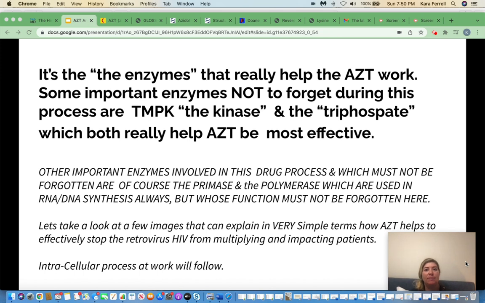So it's the enzymes that really help the AZT work. Don't forget about the kinase. Don't forget about the triphosphate. Don't forget about the primase and the polymerase. They're always used in RNA and DNA synthesis. And then let's go ahead and take a look, hopefully without running out of time, at the intracellular processes on the next few slides.